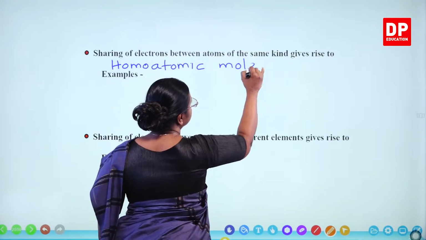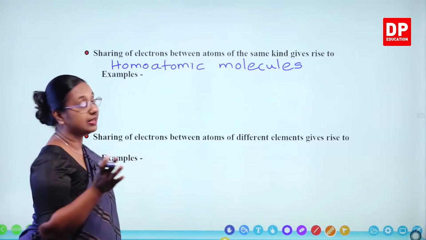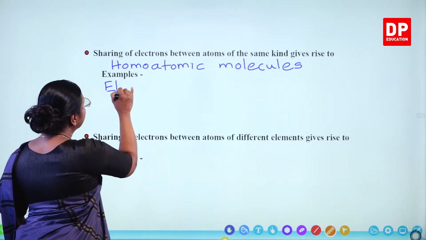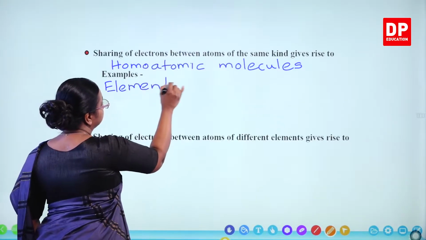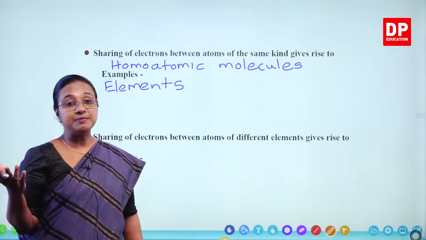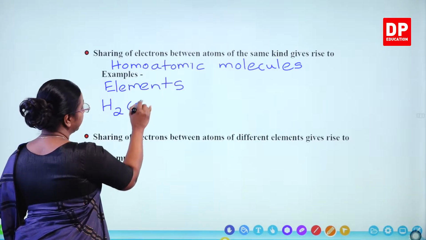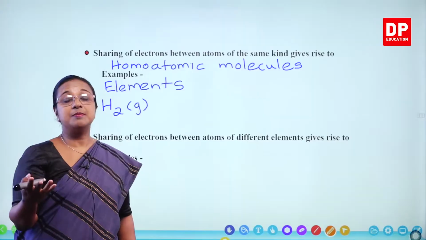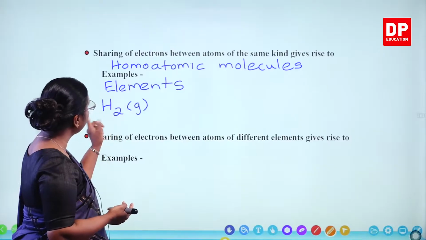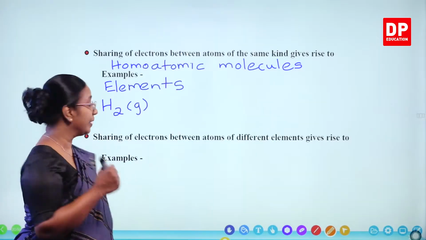Homoatomic molecules. Homo means the same type, as you know already. The examples of these are usually the elements that exist in the molecular form. Can you think of some of those elements? One I explained to you before, H2 gas. Two hydrogen atoms combine and form H2 gas. That's a diatomic molecule, and because both are hydrogen atoms, they are homoatomic molecules. And the bond present is a covalent bond.